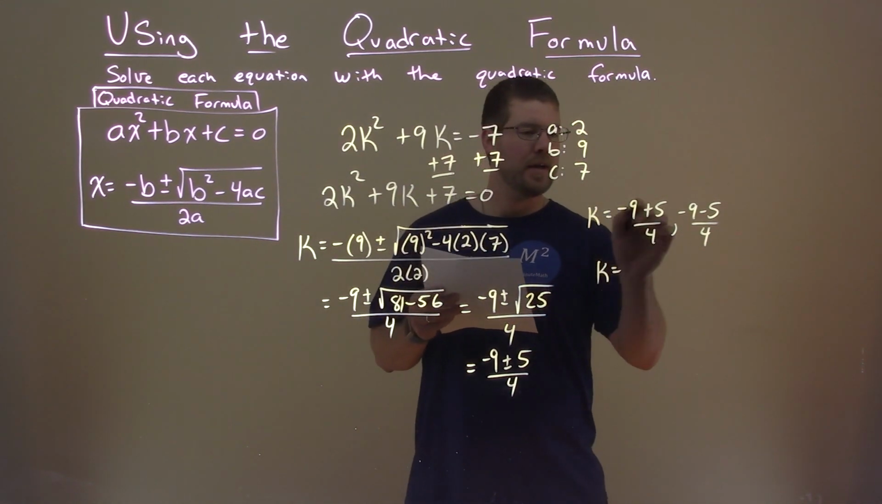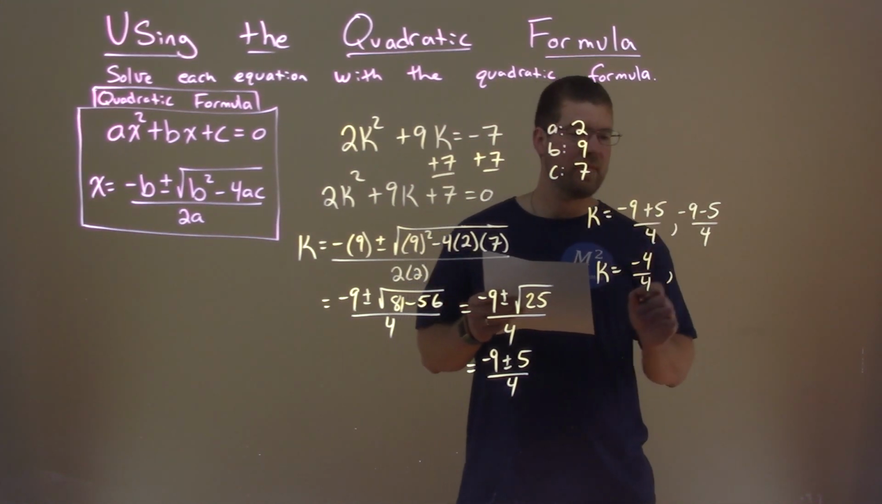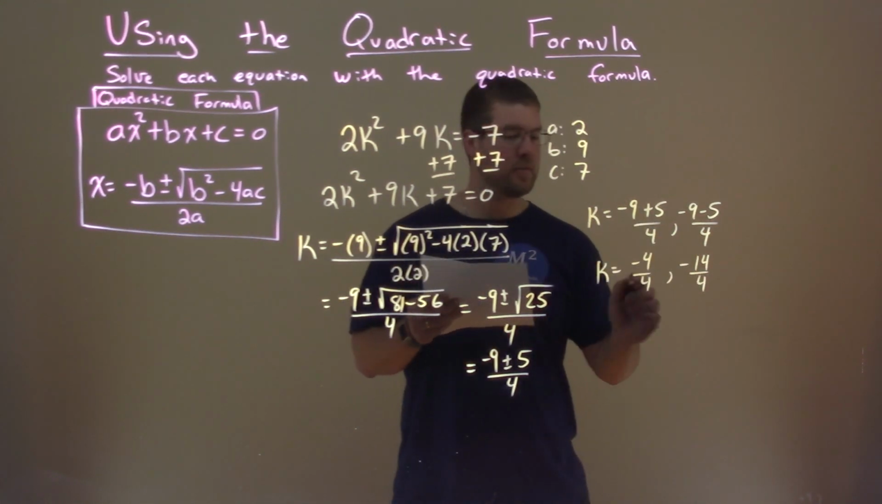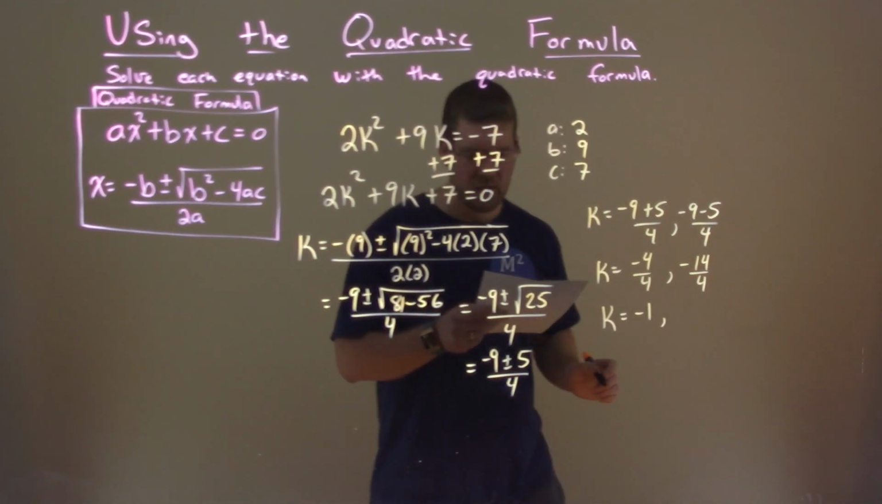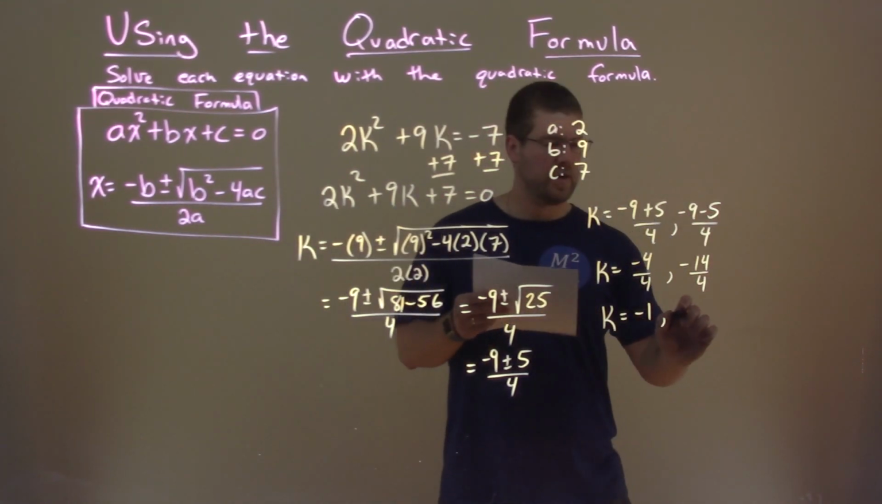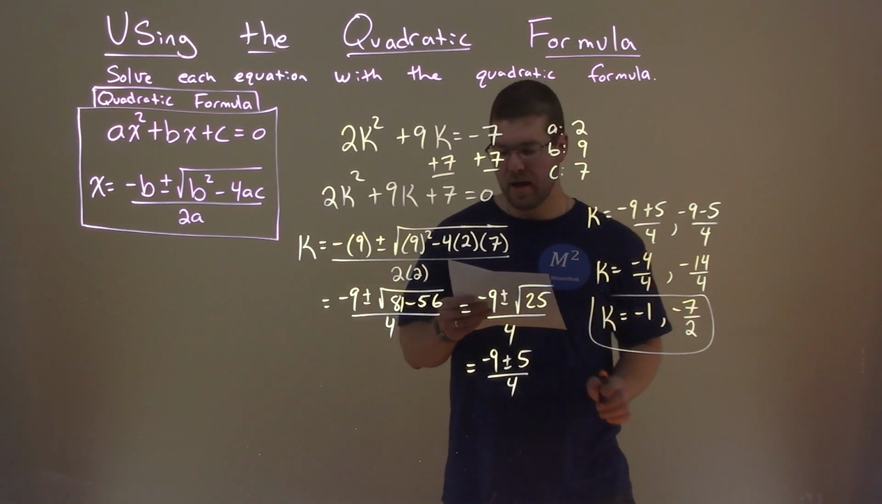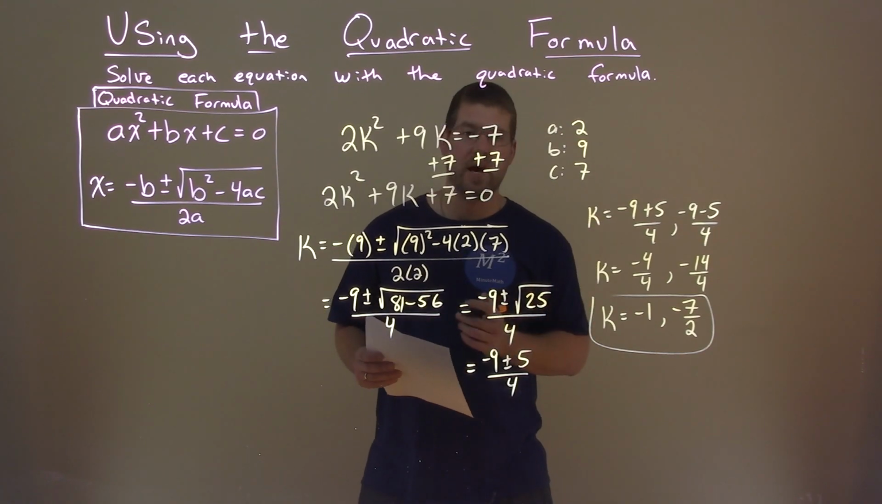K equals negative 9 plus 5 is negative 4 over 4, and negative 9 minus 5 is negative 14 over 4. So what does this simplify? Well, negative 4 over 4 is easy, negative 1. Negative 14 over 4 simplifies to be negative 7 halves. And so our two answers for k are k equals negative 1 and k equals negative 7 halves.